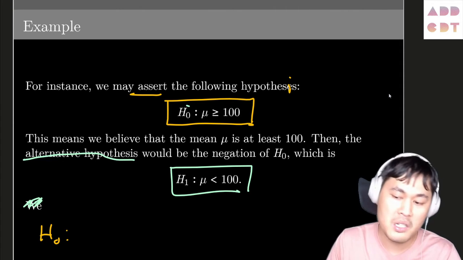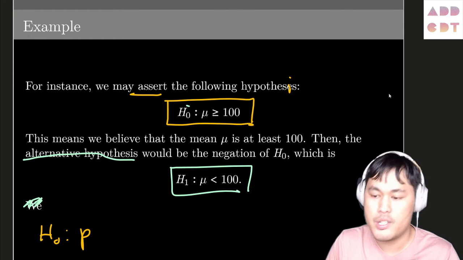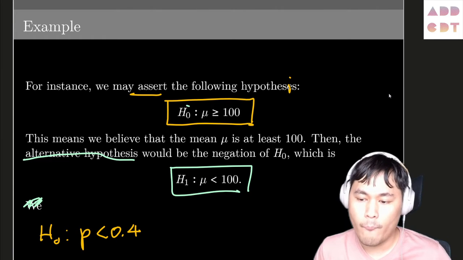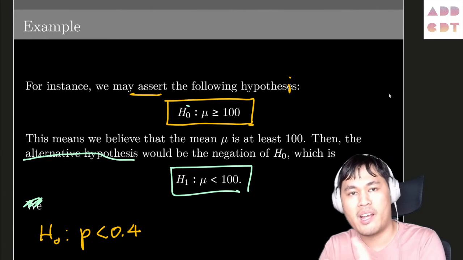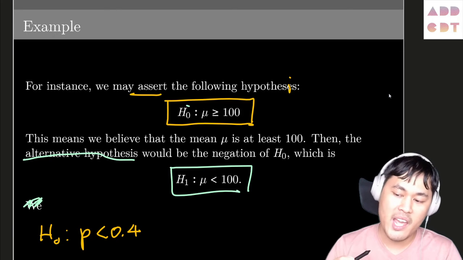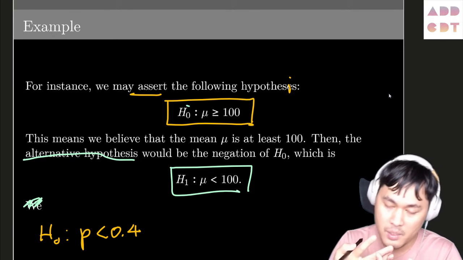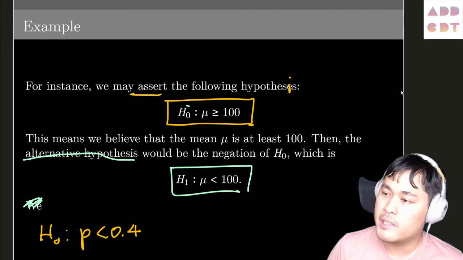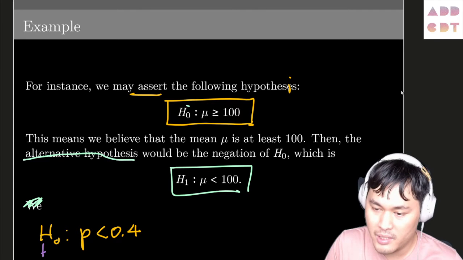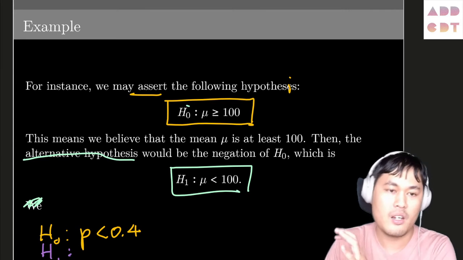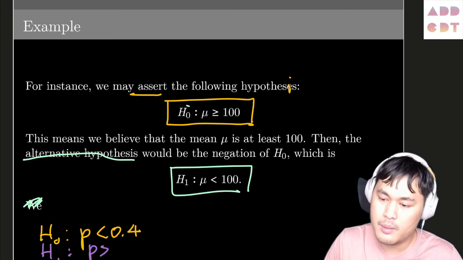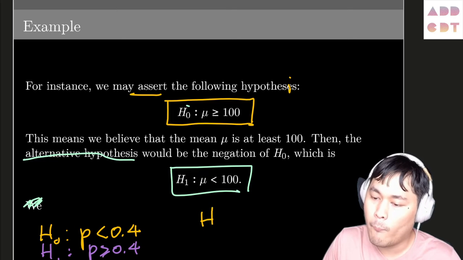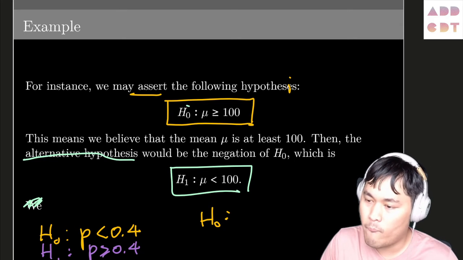You can say we believe that the proportion, P, is less than 0.4. Let's say that if you buy a bag of candies, less than 40% of the candies in the bag are going to be chocolate. That works too. The alternative hypothesis for this null hypothesis would be that P is greater than or equal to 0.4.